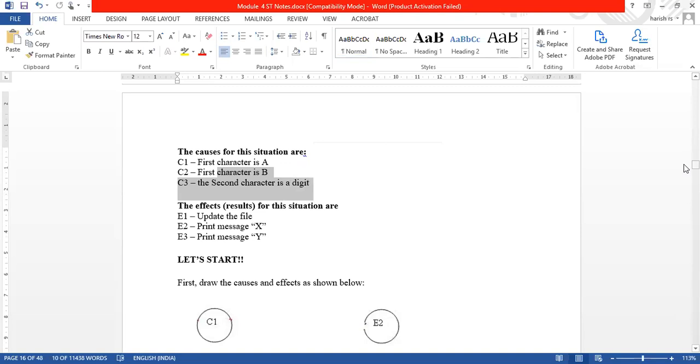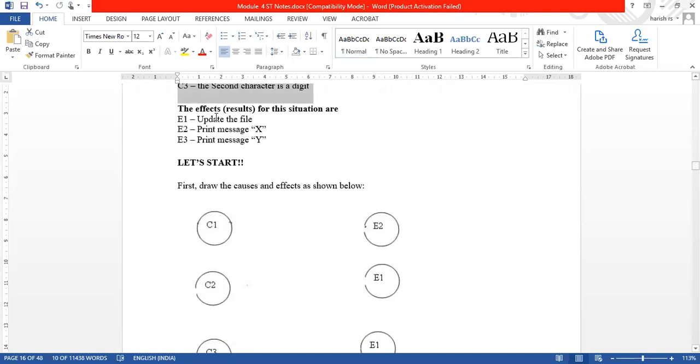So let us see the effects. E1, E2, E3 are effects, because it is cause and effect. If all the above is true, then the file is updated. If the first character is not A or B, then you have to print a message X. That is an effect. If the second character is not a digit, then you have a problem, message Y. So now let us draw the fishbone. First we have to list the causes and effects like this. So we have drawn here.